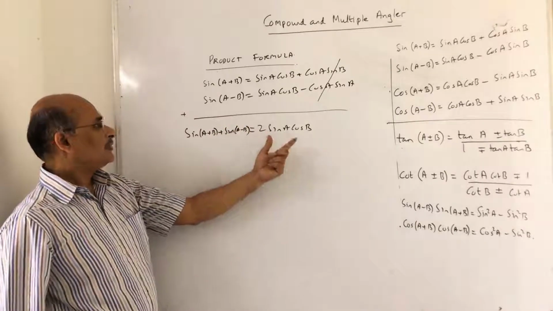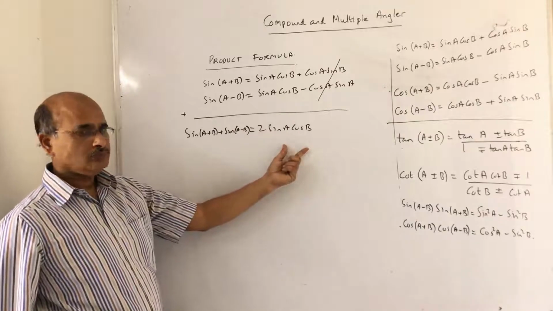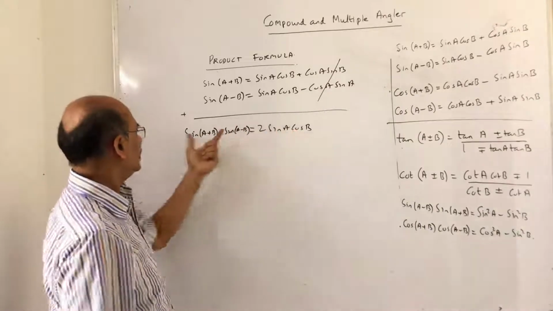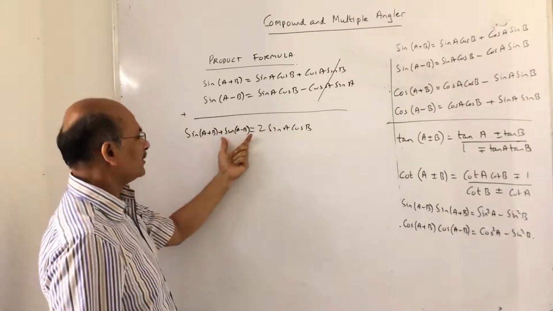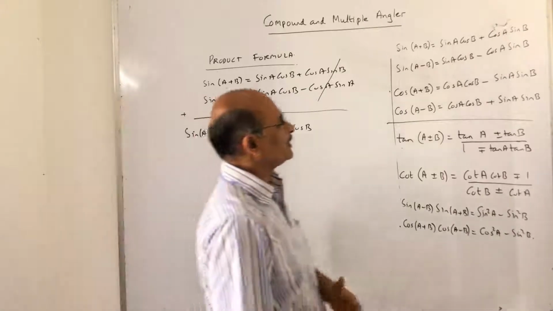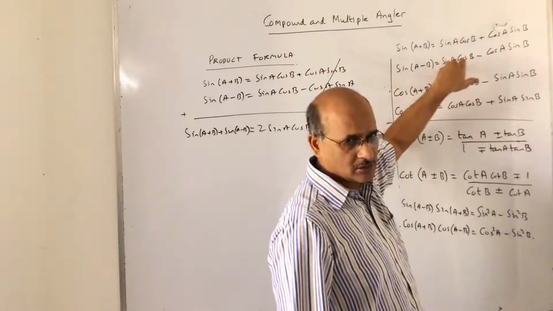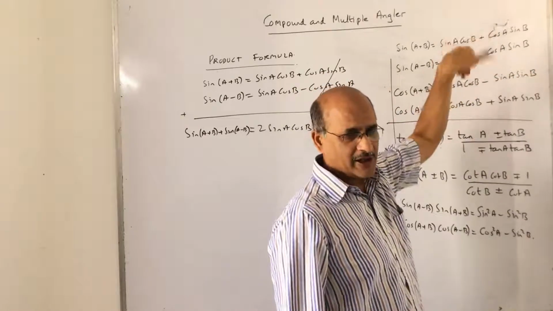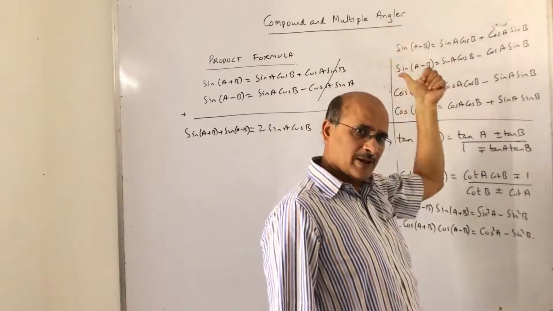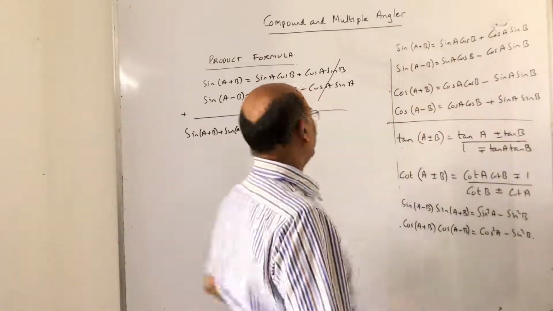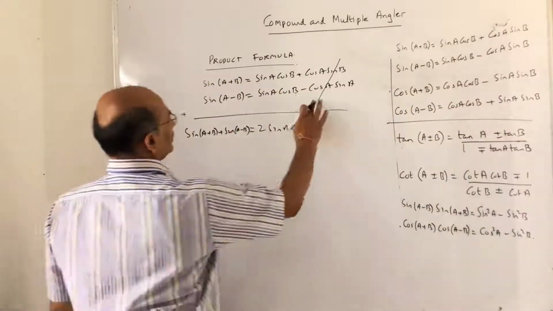So this is nothing but the product formula. 2 sine A cos B is equal to sine of A plus B plus sine A minus B. So basically, sine cos means addition, because you cancel this. So addition means sine of A plus B plus sine A minus B. Getting the point? Okay. Similarly, suppose I subtract.